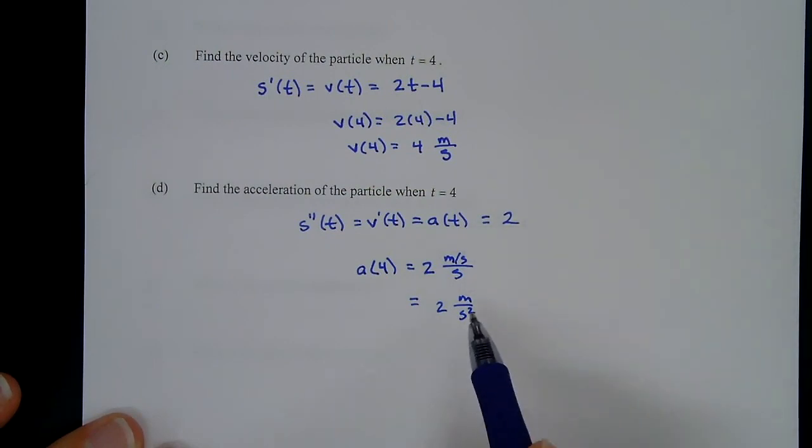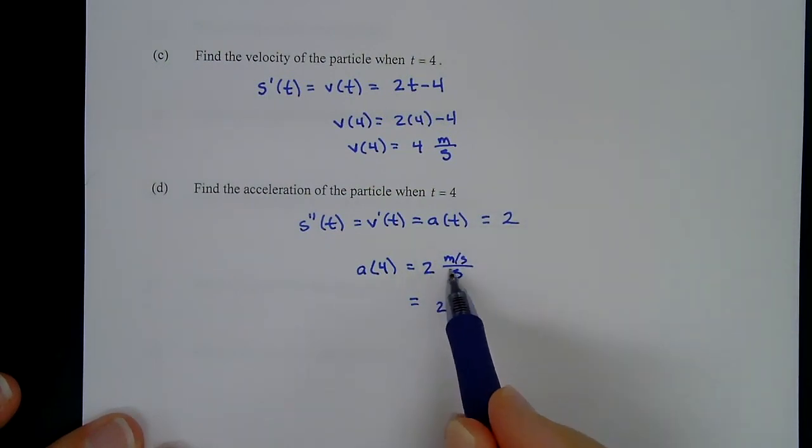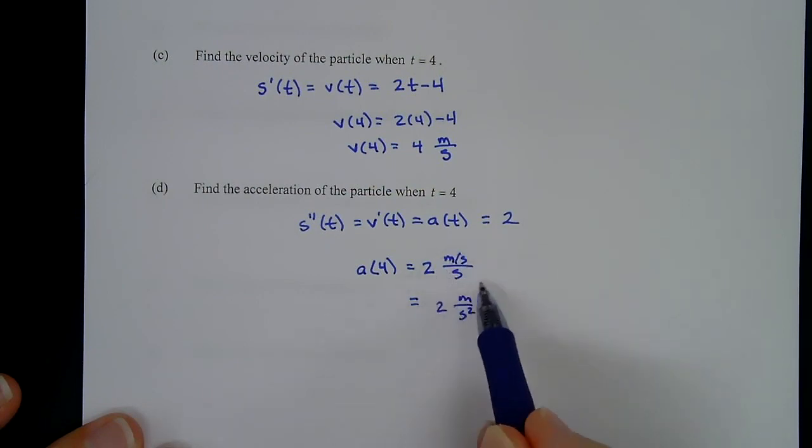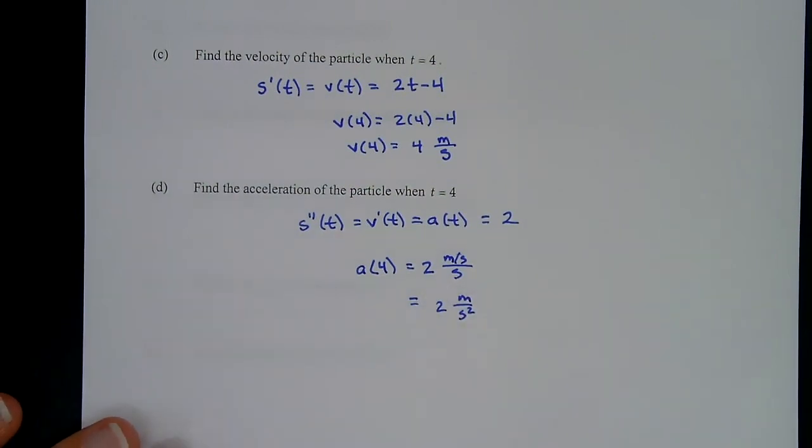Remember, acceleration describes how the velocity is changing every second, okay? And if we simplify this, that's how we wind up with this. So the acceleration at time t equals 4 is 2 meters per second squared. All right, let's go to the next problem.